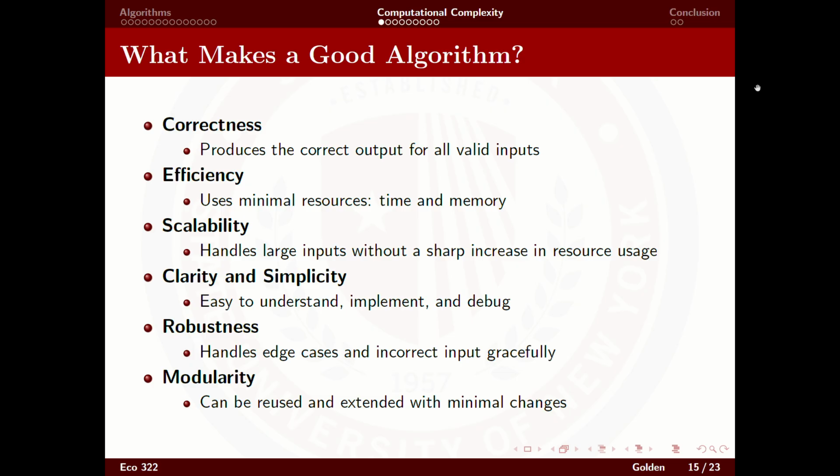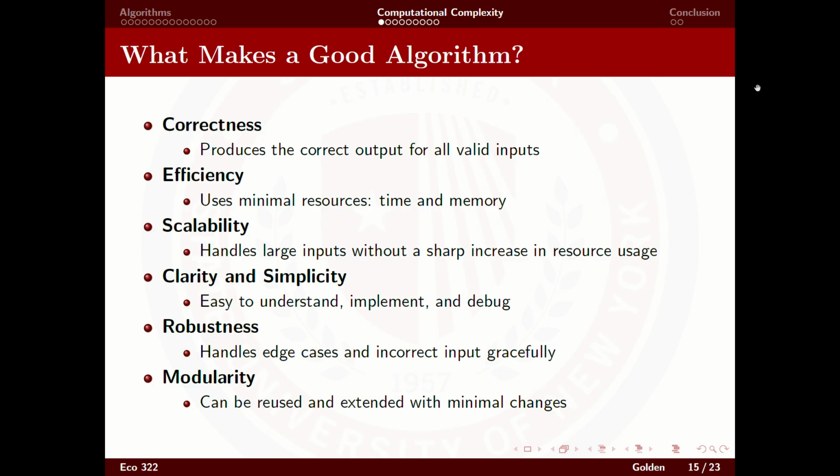This is not necessarily something that's required. We have plenty of algorithms that are approximate that don't produce correct outputs, but in general, we want something that's correct. We want something that's efficient, uses minimal resources in terms of time and memory. We want something that's scalable, handles large inputs without a sharp increase in resource usage.